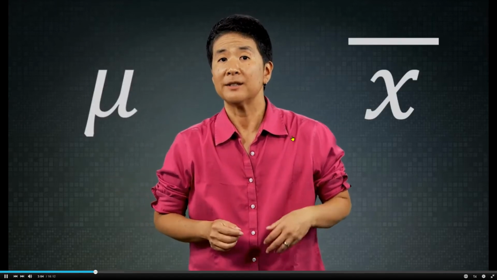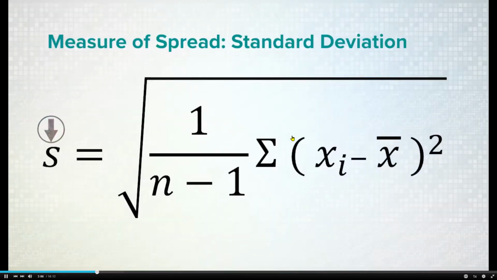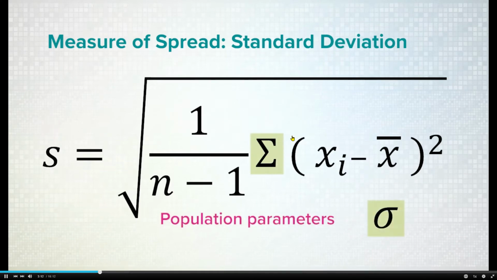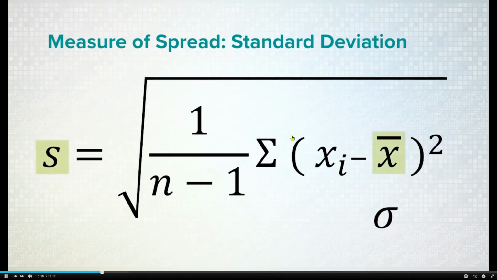Just like when we were talking about means, we had an x bar and a mu. Standard deviation has an S and a sigma. The Greek letters are for when we're talking about population parameters. The S and the x bar are when we are talking about a sample.